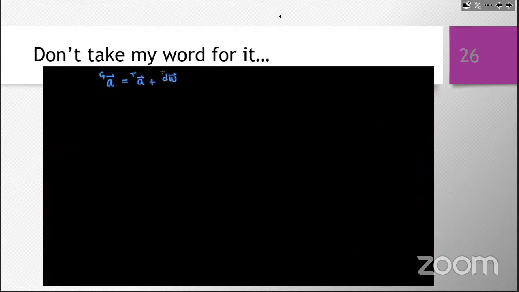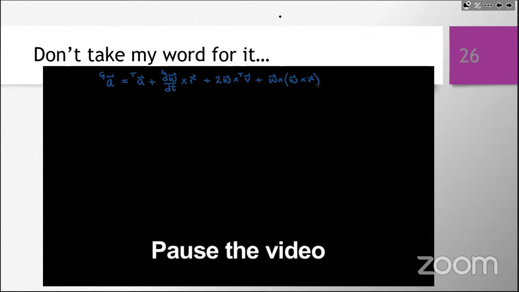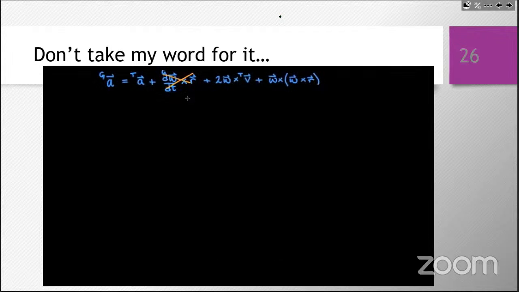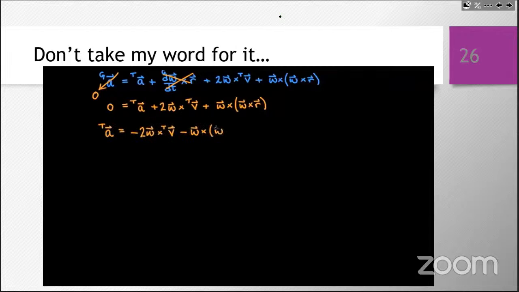Using the general formula for acceleration in a rotating frame that we found earlier, pause here and determine the acceleration in the T frame. Because the velocity is essentially constant in the G frame, the acceleration is zero. We can arrange the remaining non-zero terms to find an expression for the acceleration of the ball that we observe in the T frame. We find it is equal and opposite the sum of the Coriolis acceleration and the centripetal acceleration.